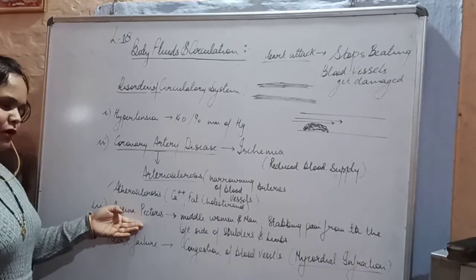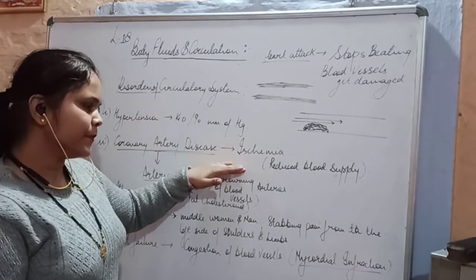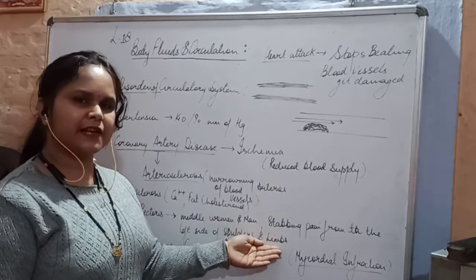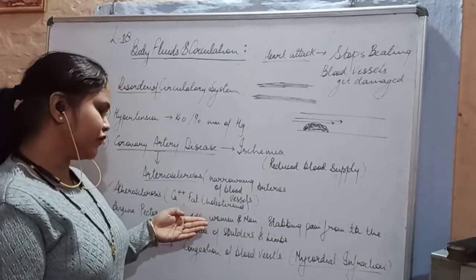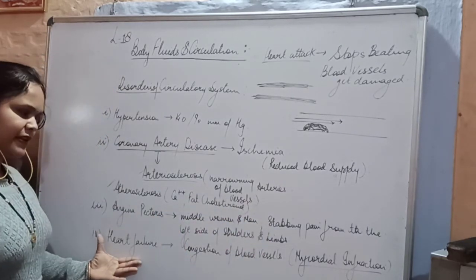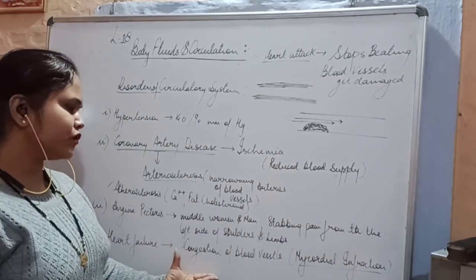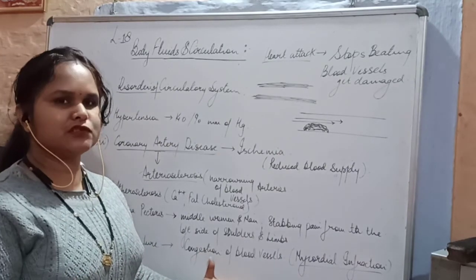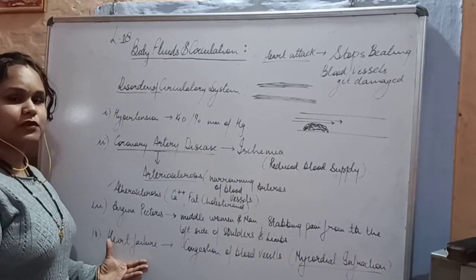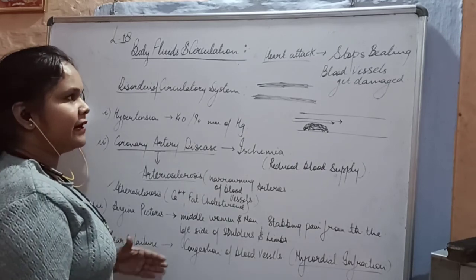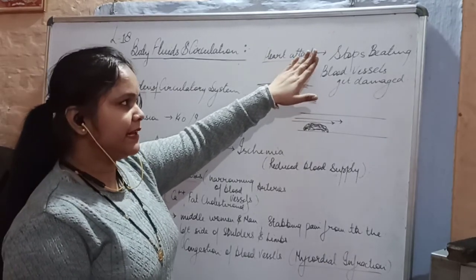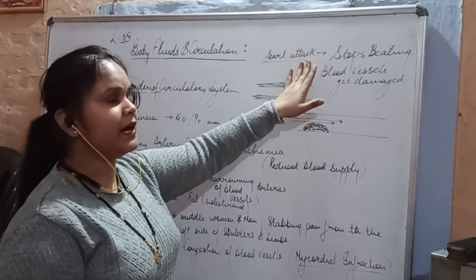And then angina pectoris, it is also due to ischemia, when there is a stabbing pain from the heart to the left side of the shoulders and the limbs. It can occur at any age, but especially in middle-aged women and men. Heart failure is due to congestion of blood vessels, when the heart does not receive a good supply of blood. It is called congestive heart failure. And in a heart attack, when the heart does not receive blood, it stops beating, and that condition is called a heart attack.